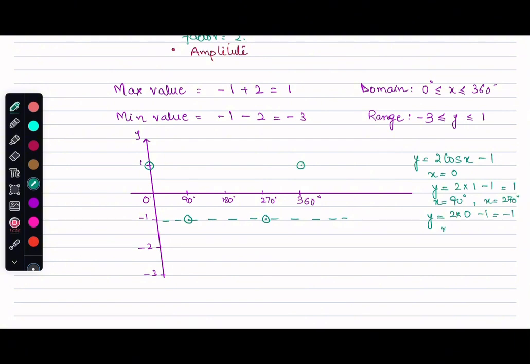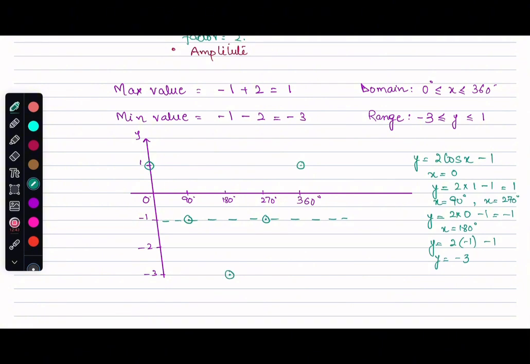Cos of 180 degrees. If I do the working for cos of 180 degrees, then my y value should be 2 times cos of 180, and cos of 180 is negative 1, and then I have minus 1. So the y value here represents a negative 2 and a negative 1, which gives me a negative 3. So this is how I will be locating the points on the graph.